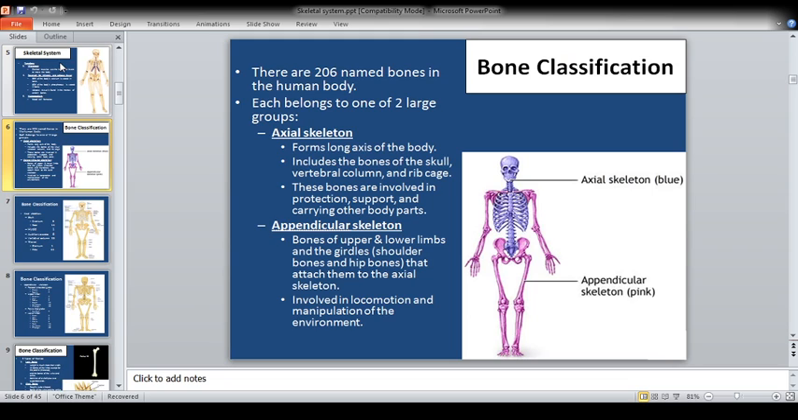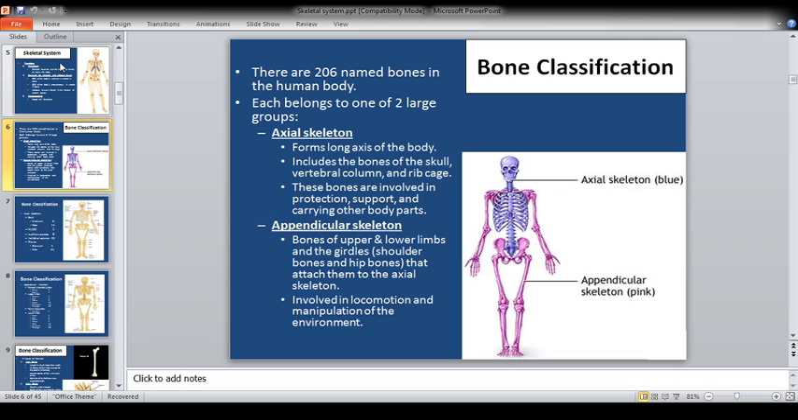So let's talk about bone classification. Remember one thing, these slides that we're studying, every line of these slides could become an MCQ. So these are very important. This is basic medical knowledge which you must know, so try to remember it by heart. There are 206 named bones in the human body, and each one of those bones belongs to one of the two groups. The groups are the axial skeleton and the appendicular skeleton.